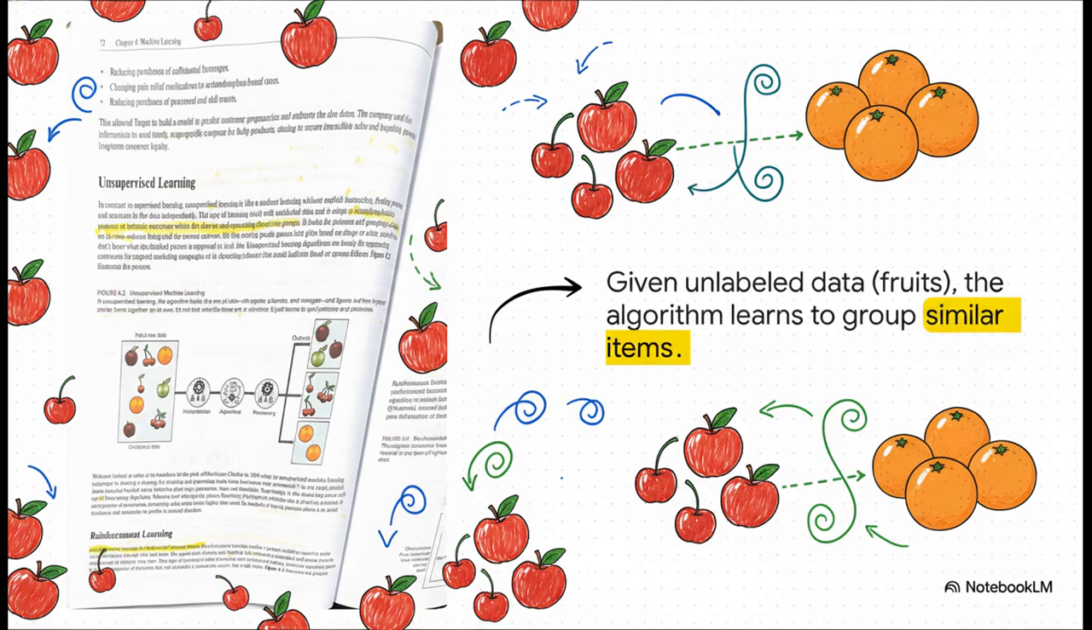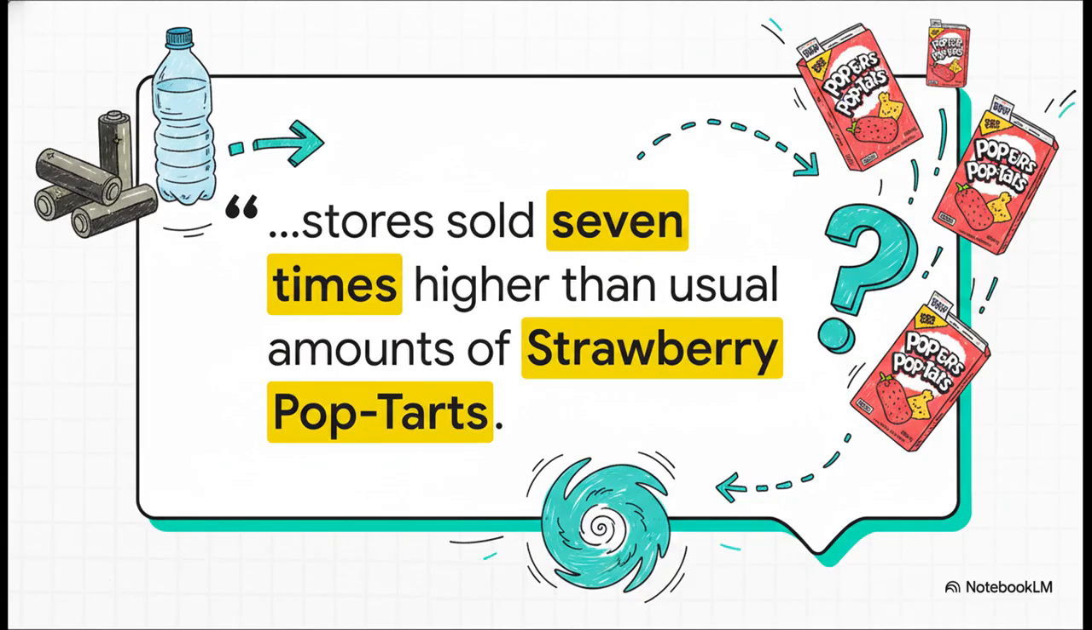It has no idea what they're called, but it's smart enough to figure out, hey, all these things are round and orange, and all these other things are small and red. It discovers these clusters all on its own. And this is where it can get kind of mind-blowing.